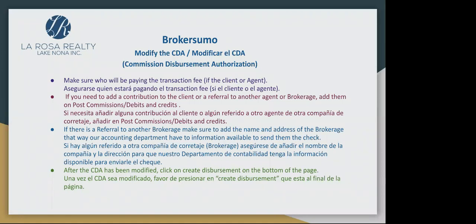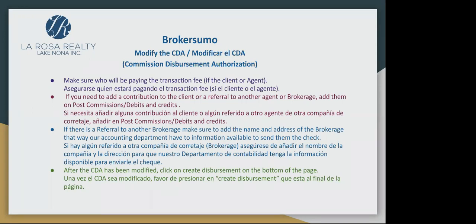If there is a referral to another brokerage, make sure that you add the name of the brokerage, the name of the agent, and the address that the check needs to be mailed to. Because sometimes we receive that transaction, we have to mail out a transaction fee, and we don't know to whom, or sometimes the title company just does it automatically.